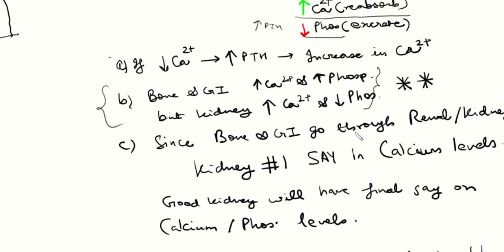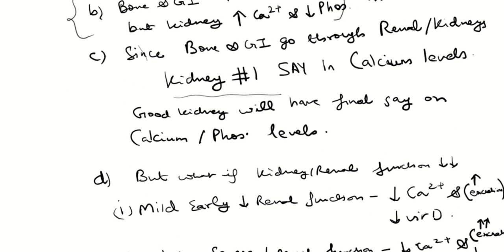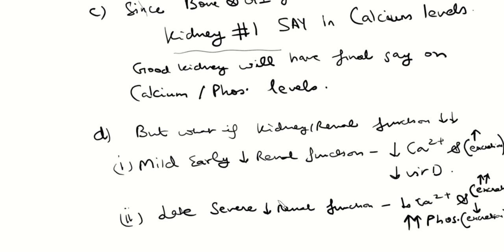So let's keep going. So again, bones and GI, all of them exit into kidney. So who has the final say? Kidney has the final say. Number one. Okay. What if kidneys are shot? What if they're not doing well?